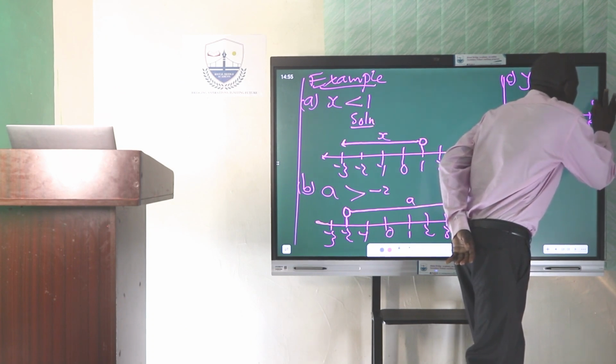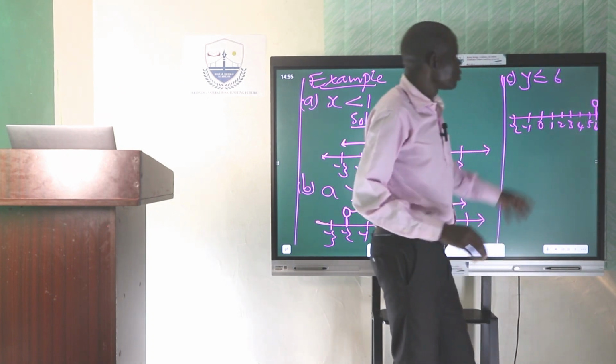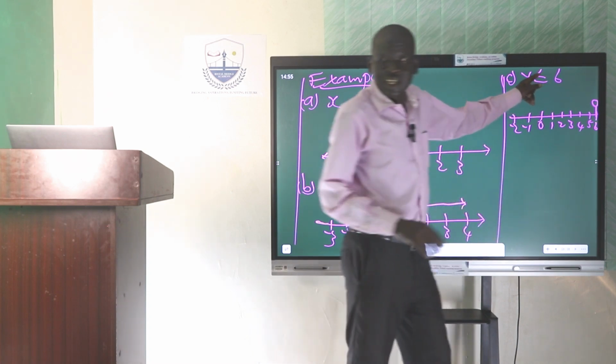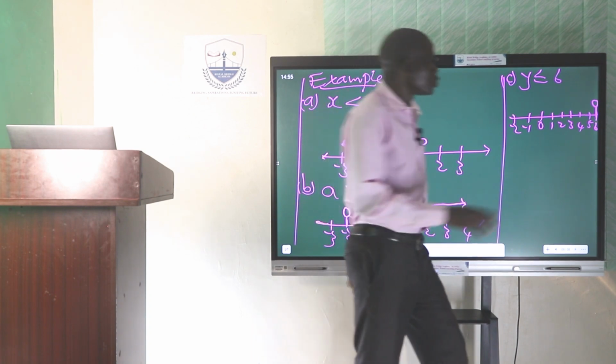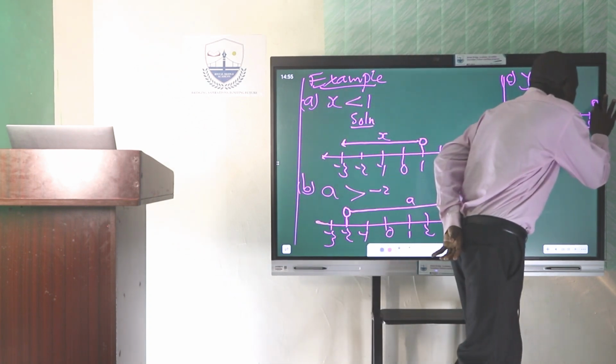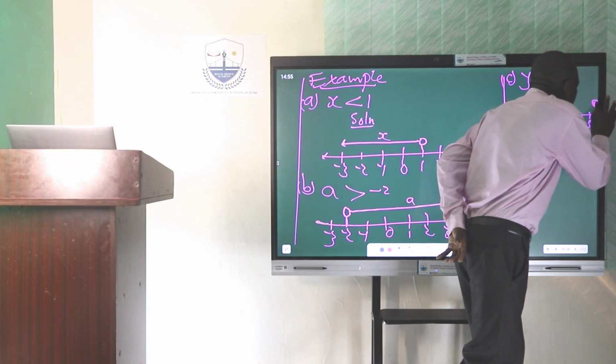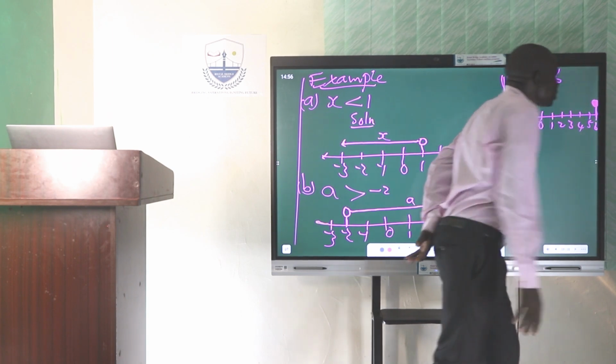We draw a circle, but we said when we look at this sign, less or equal, we use a solid circle. So this is the circle here, we shade it in this form to make it solid. This is what we call a solid circle, like this.